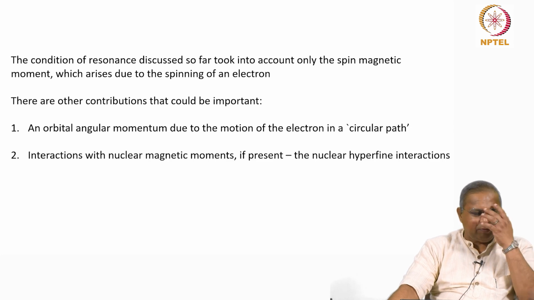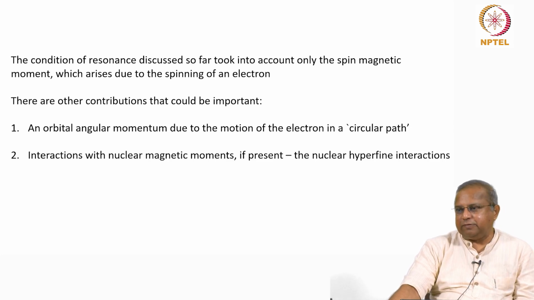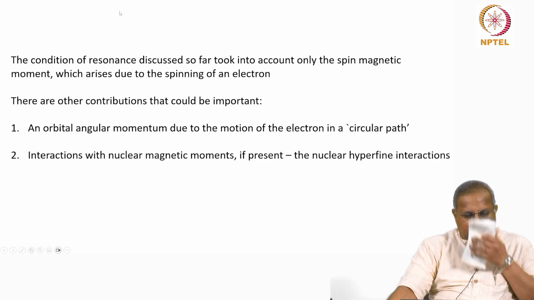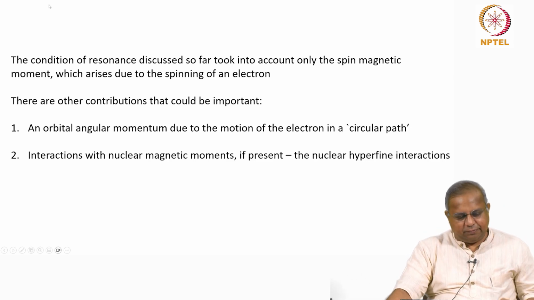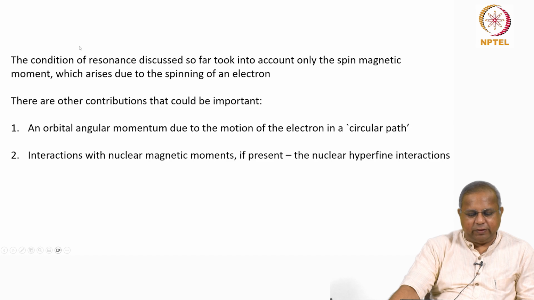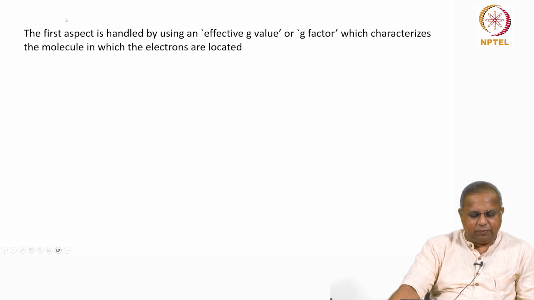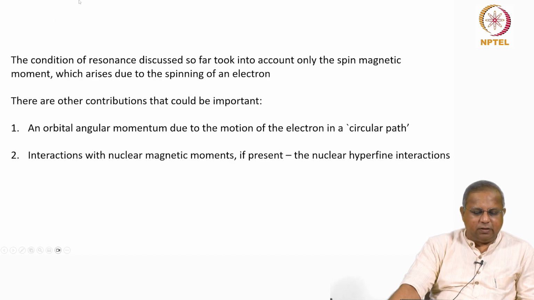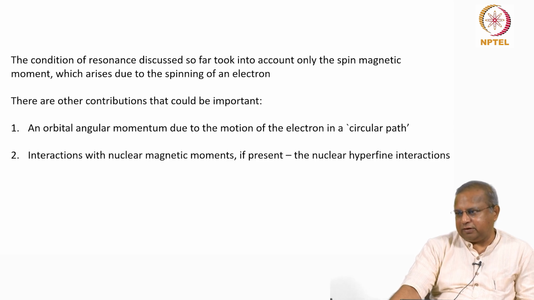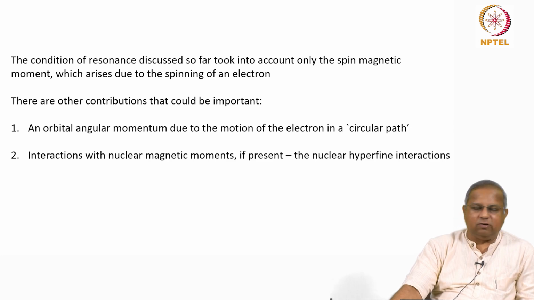So, nuclear magnetic moments may not always be present. It's present only in certain nuclei because of the way they are made up and so on. Okay. So, this first aspect is rather easily managed. I mean, we need to take care of it. It is managed a certain way. The second aspect needs a lot more doing to manage.